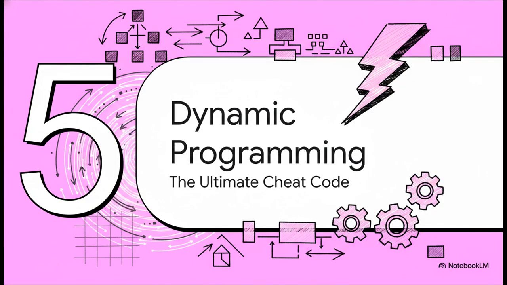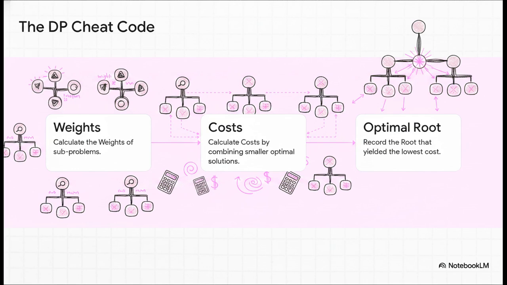And here is part 5, dynamic programming to the rescue. This is our hero. Dynamic programming is essentially the ultimate cheat code to bypass that impossible brute force method. Instead of building giant, complete trees and checking every single one, dynamic programming systematically solves the issue by finding the answers to tiny subproblems first. We calculate the weights, we find the costs of small combinations, and we record which route gave us the lowest cost. Then, we just use those small answers to build slightly larger answers and we keep going.